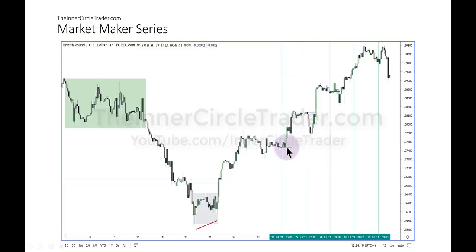So we have this opening price here, extended out in time. How far is this going out? It's just showing until 10 a.m. You can take it out to 11 a.m., which basically is the heart of the London close.